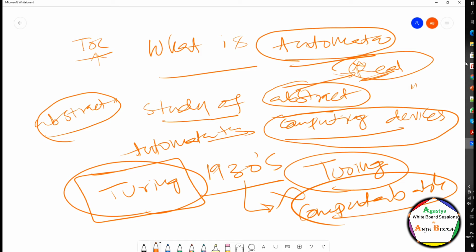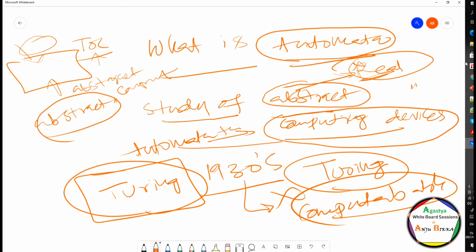He used abstract computing devices, because real computing devices did not exist at that time. So he created abstract computing devices. His aim was, what can be computable and what cannot be computable with these devices. The same problem exists with our modern computers. Now also, the question is what is computable and what is not computable.